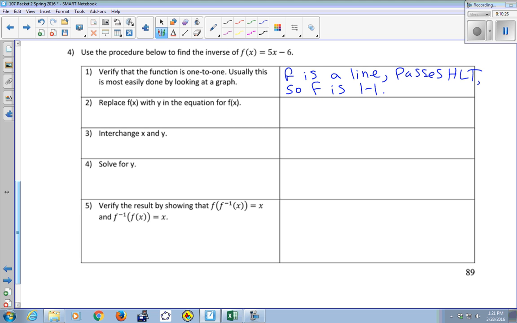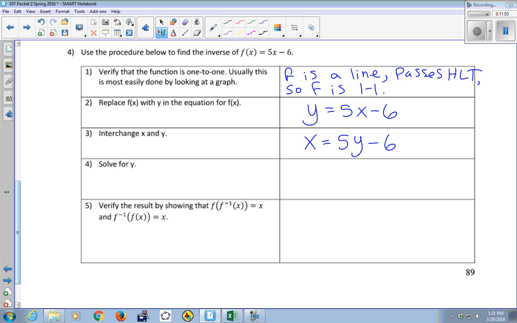I can now go about the process of trying to find a formula for the inverse function. So it says replace f of x with a y. So this is going to become y equals 5x minus 6. Just a simpler notation. Now interchange x and y, because this is essentially what inverse functions do. They make x's y's and y's x's. So instead of y equals 5x minus 6, wherever I see a y, I'm going to write an x, and anywhere I see an x, I'm going to write a y.